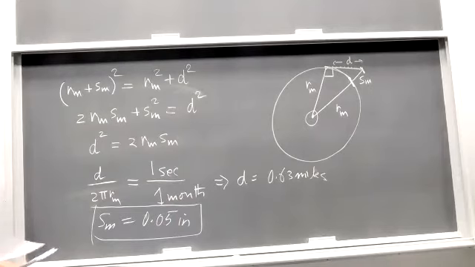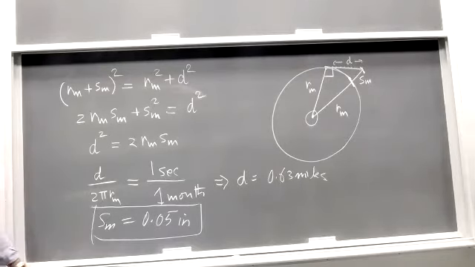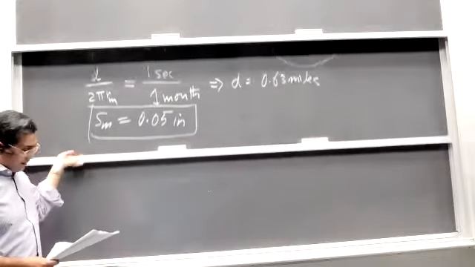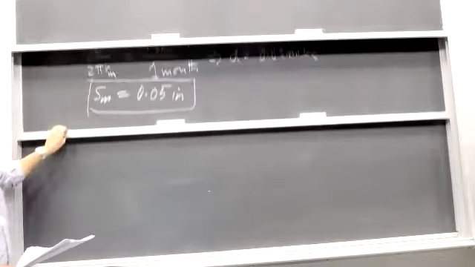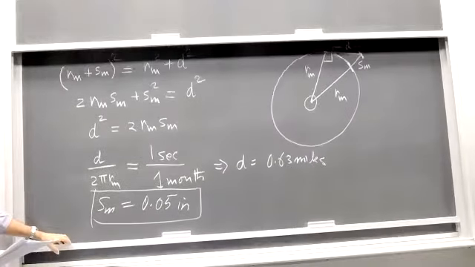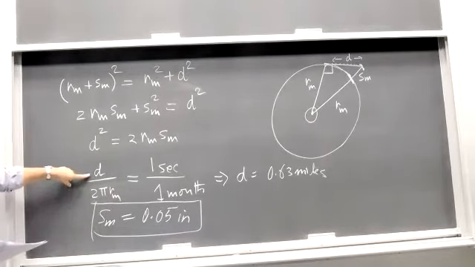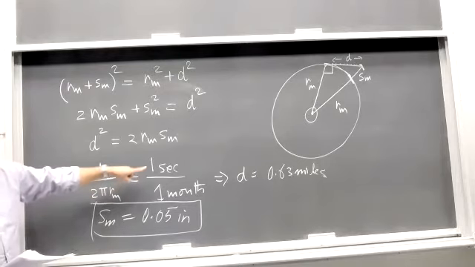So, sir, you found D using the ratio and then you input that into the equation to find SM. Yes. Okay, thank you. Sir, how did you find the ratio? Just using this equation, that the distance covered in 1 second and the distance covered in 1 month would be the same as the time ratios.